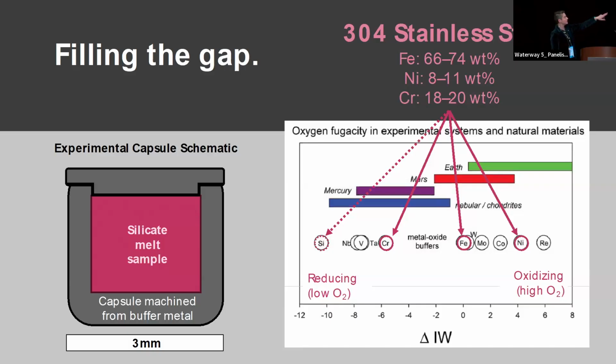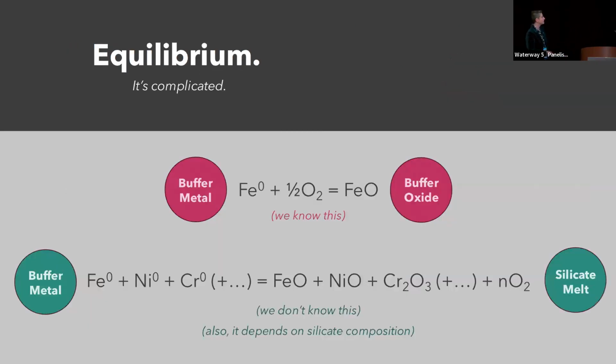Stainless steel, 304, is a very easy material to obtain, very cheap, and actually has all of these components on either side of that gap. So our question was, can we use the reaction between stainless steel and our silicate sample to get oxygen fugacities in that really important part of the oxygen fugacity scale?